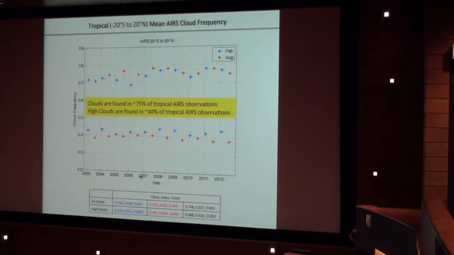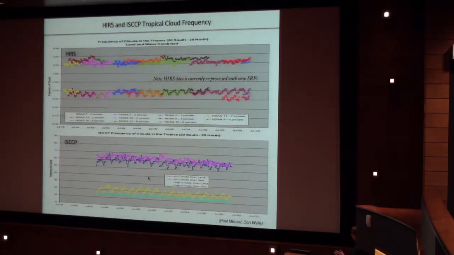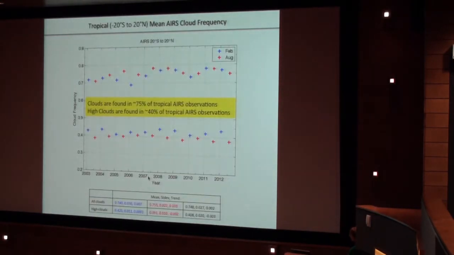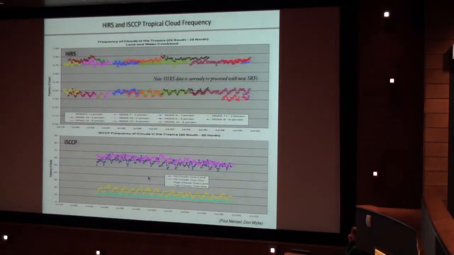And here the seasonal change is much stronger compared to the previous slide, where we saw the global image. So we have more high clouds in February than we had in August. This trend now compares well with what HIRS found. And HIRS finds more tropospheric high clouds than the International Satellite Cloud Climatology Project.